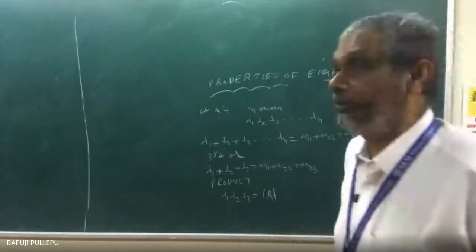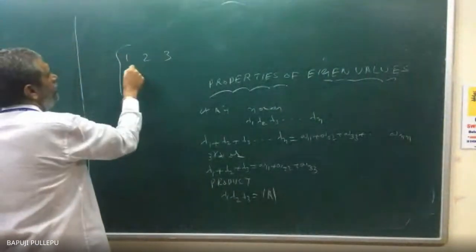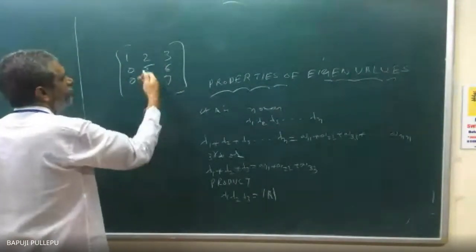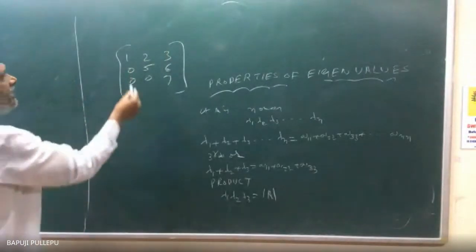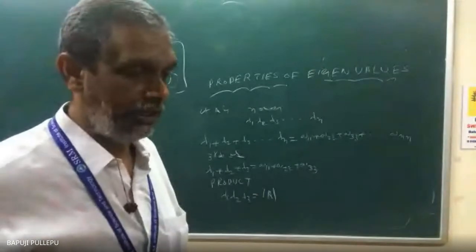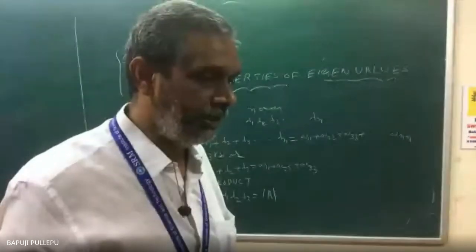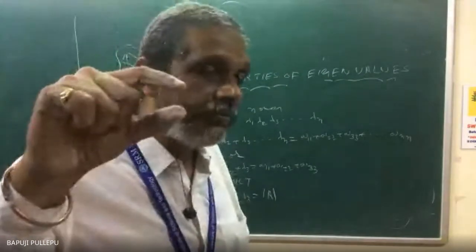And not only that, if you take any 3 by 3 matrix, 1, 2, 3, 0, 5, 6, 0, 0, 7, and it is upper triangular or lower triangular, you can say these diagonal elements are the eigenvalues, blindly. Upper triangular means all elements below the diagonal are 0. Correct or not? Yes, sir. If it is an upper triangular or lower triangular matrix, then the diagonal elements are the eigenvalues.